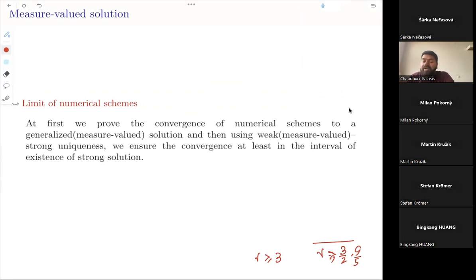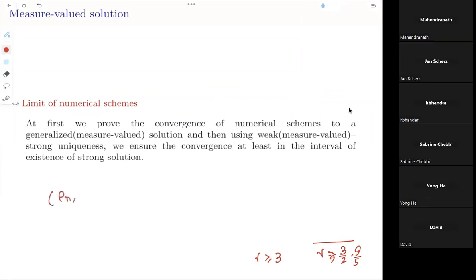So it's quite important to study this measure valued solution in this context and prove that there is a measure valued strong uniqueness result also. If you prove that, then you have a numerical scheme, so you have something like some rho n, theta n, and maybe u n. And you say that this is going to some quantity rho, or maybe this generates some Young measure nu, which is basically a very general solution of the Navier Stokes Fourier.